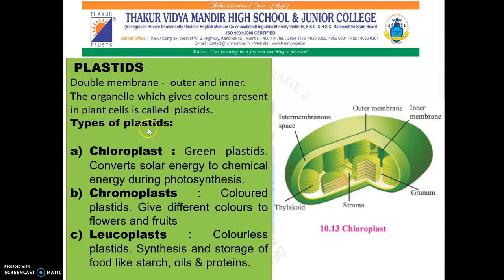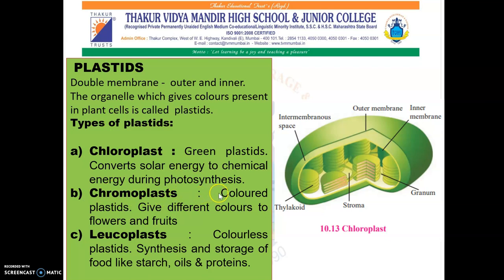Now let us see the types of plastid. Chloroplast. They are the green plastids because it gives green color to the plant. It converts solar energy to chemical energy during photosynthesis. Chloroplasts can get converted into other types of chromoplasts. For example, raw green tomatoes turn red due to the breakdown of chlorophyll and the synthesis of lycopene.